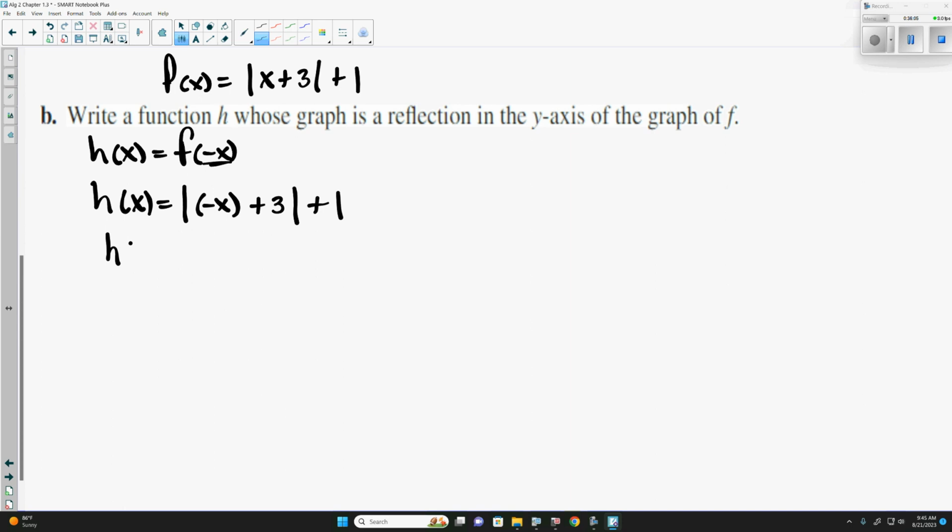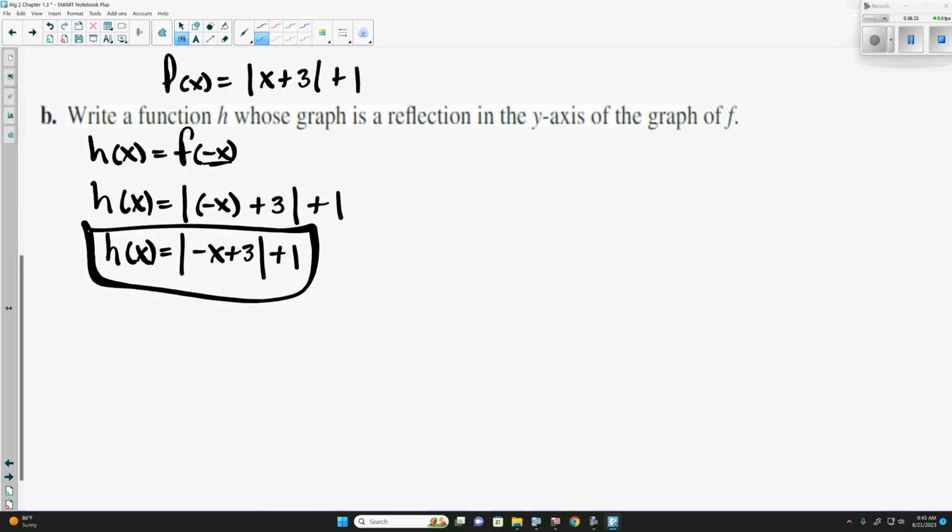We have one last step to finish this up. Is there anything in front of those parentheses inside the absolute value bar? No, so we can just drop them and it just becomes the absolute value of negative x plus 3 plus 1. That's it.